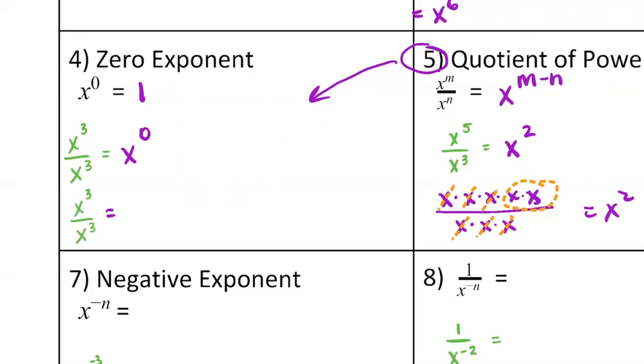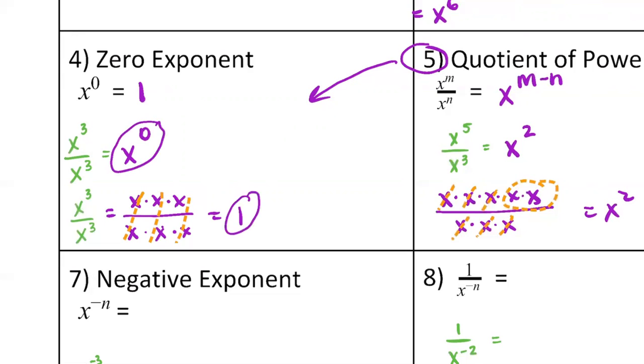If I wrote it out like I did in other examples, what does x to the third mean? It really means this. But something over itself is just 1, right? These all cancel. You just get 1. So these two problems, which are the same problem, you get these two different answers, but they must be equal because we started with the same problem. So something to the 0 power is 1.